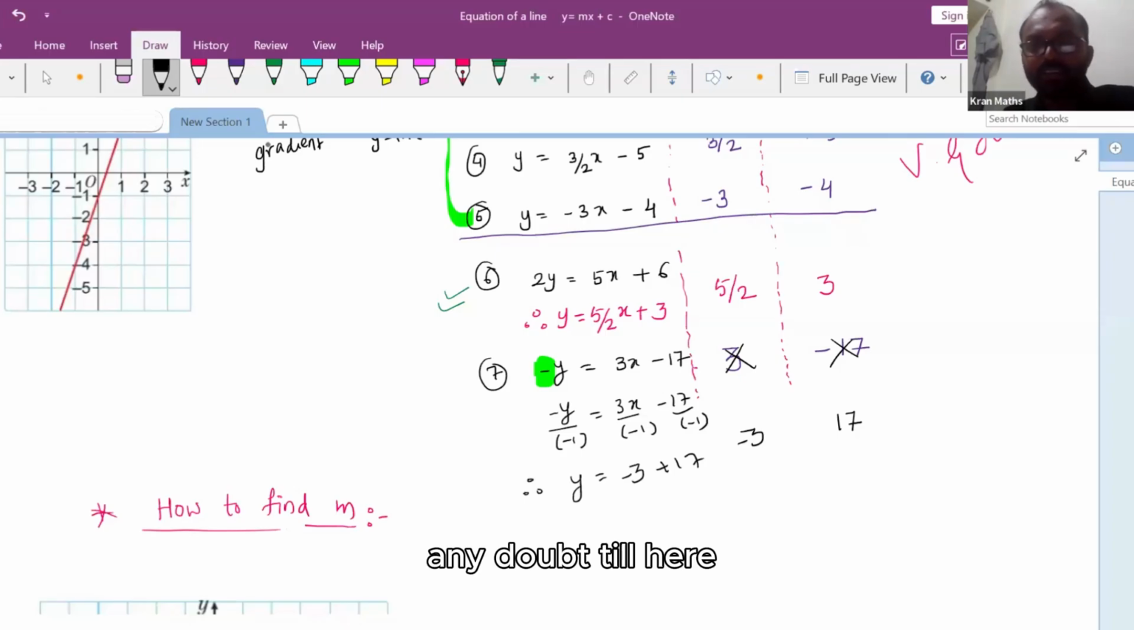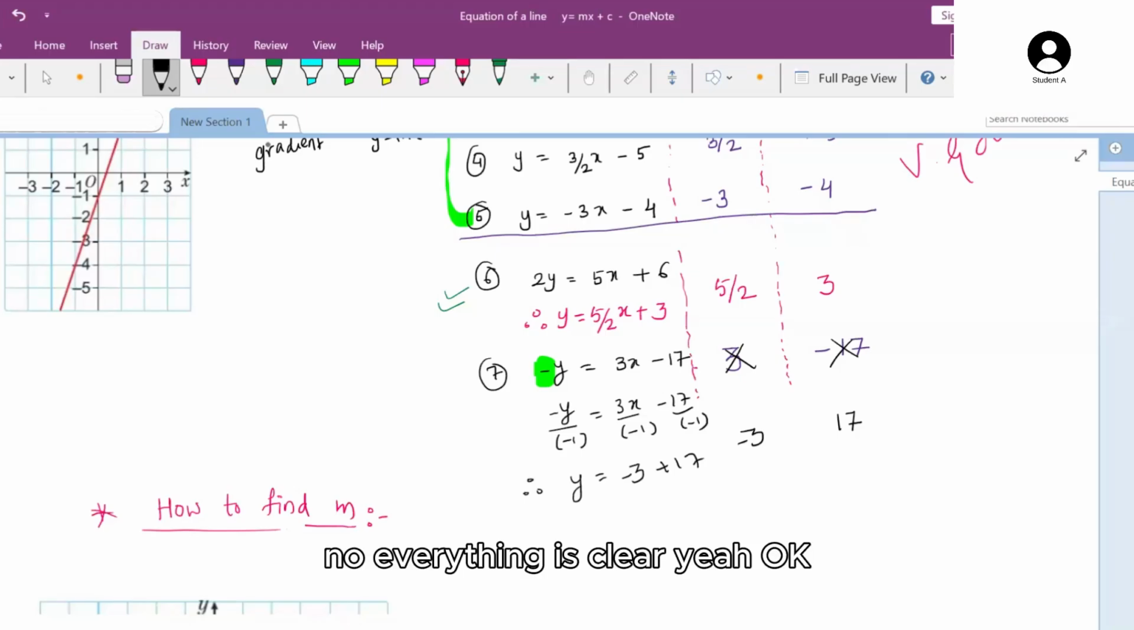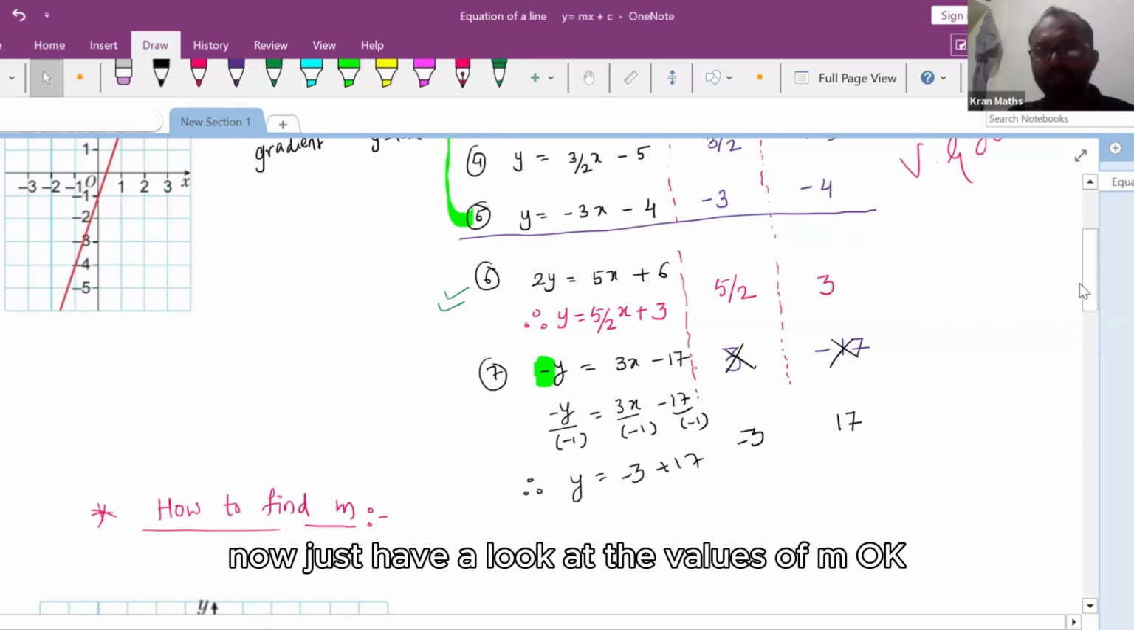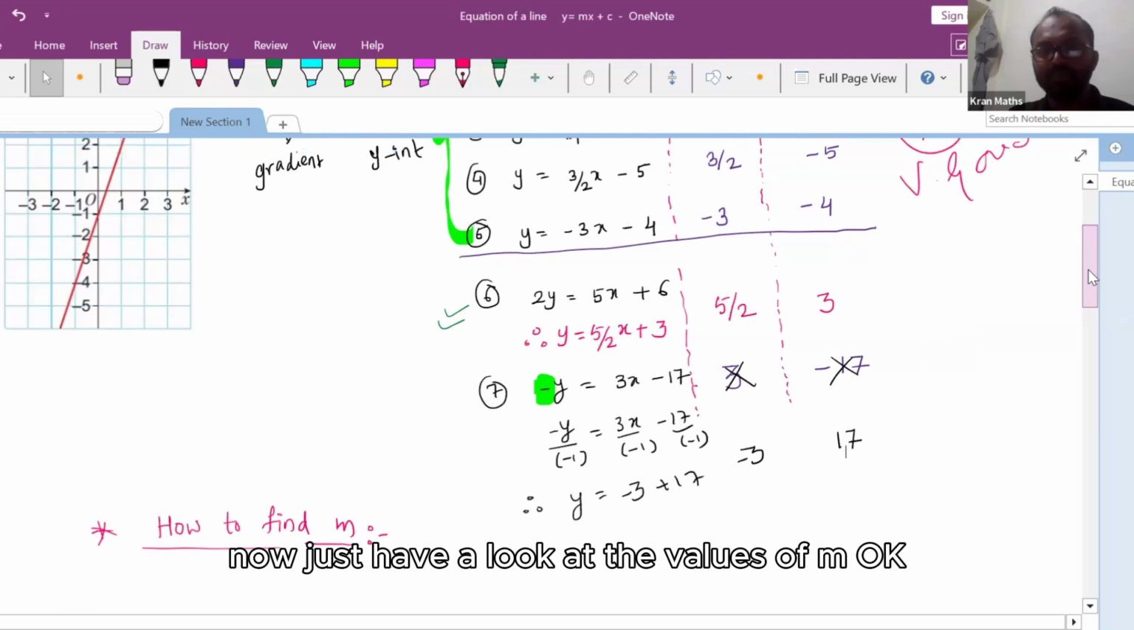Any doubt till here? No, everything is clear. Okay, now just have a look at the values of m.